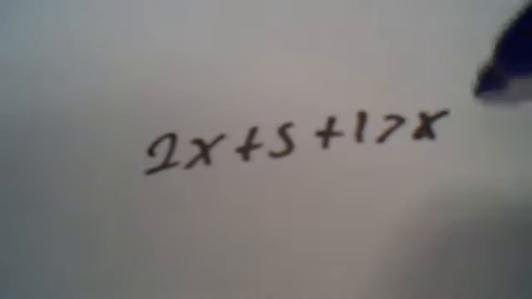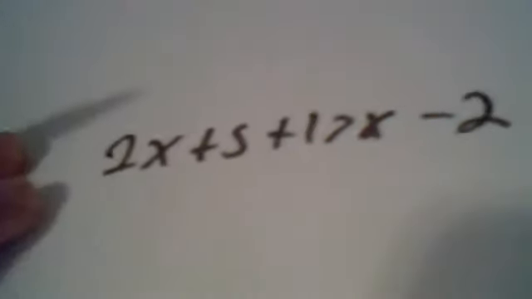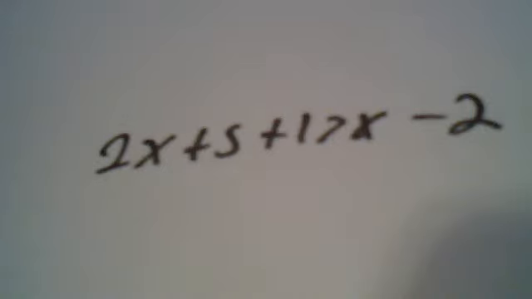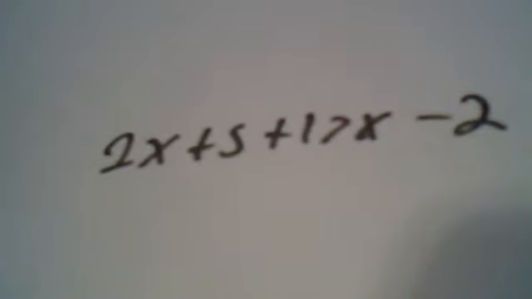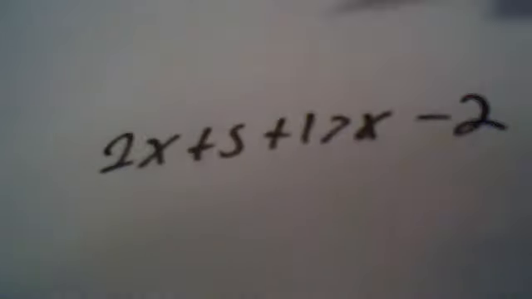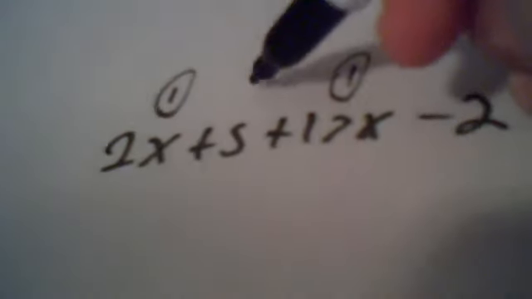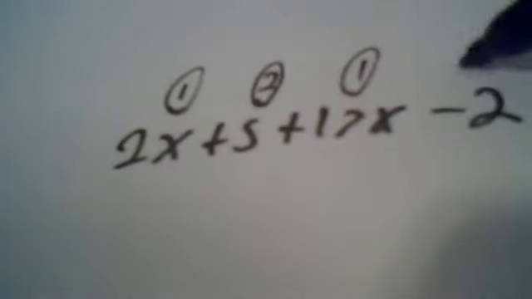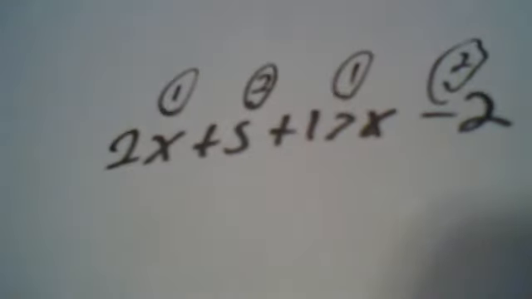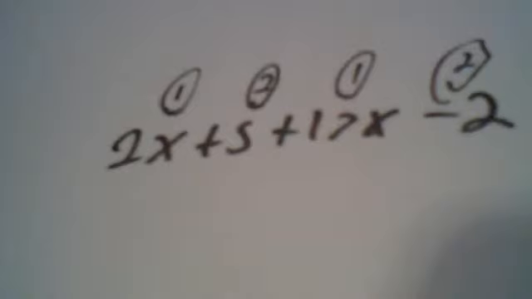So let me do an example. Let's say we had 2x plus 5 plus 17x minus 2. Like I said, think of these as cards. You can think of these as card 1, card 1, and we can think of the constants as card 2 and card 2. You want to basically get all of these together, and when you get things together, they add up. Or if you take away from something, it goes down.